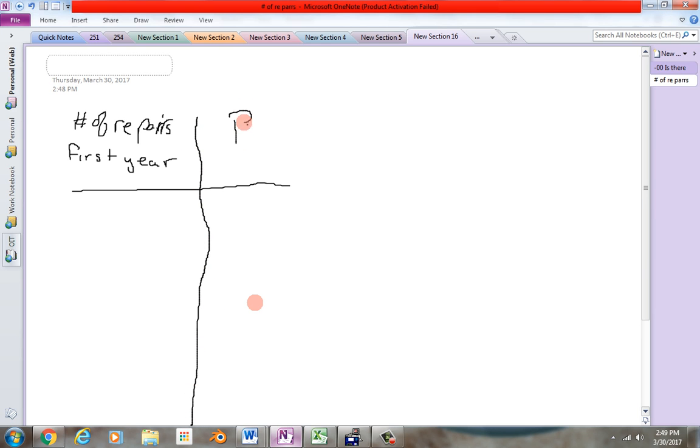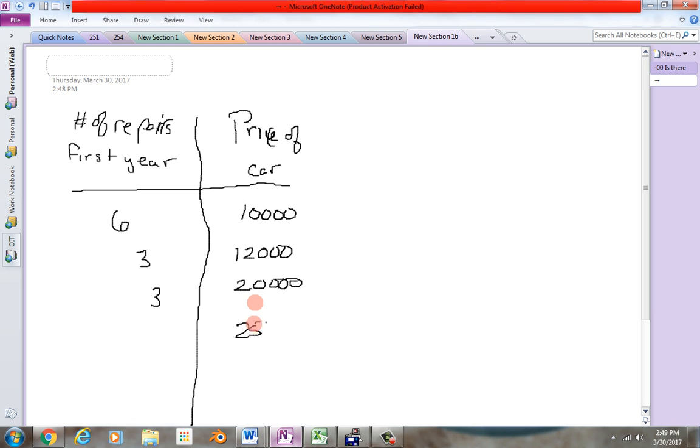And the price of the car. Now, one would think that if you buy a cheap car, you're going to have to be in the shop a lot. And, I don't know, 6 times. And then $12,000, 3, and $20,000, 3, and $25,000.